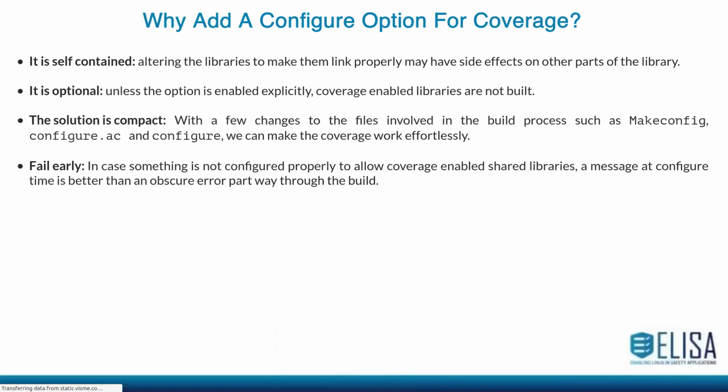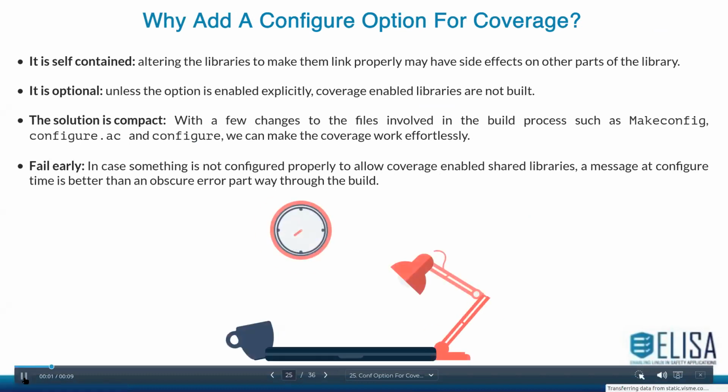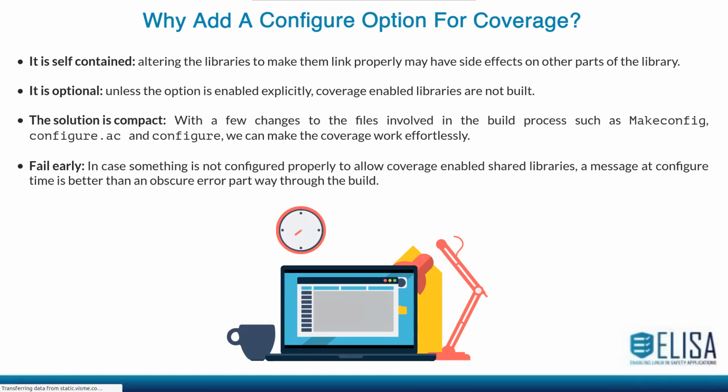Why did we add a configure option for coverage? We did this for a few reasons. One is because this solution was self-contained. A configure option would be an optional add-on. It would not affect the rest of glibc, and we wouldn't have to worry about running regression tests on glibc code, whether our code was causing some other side effects or not.